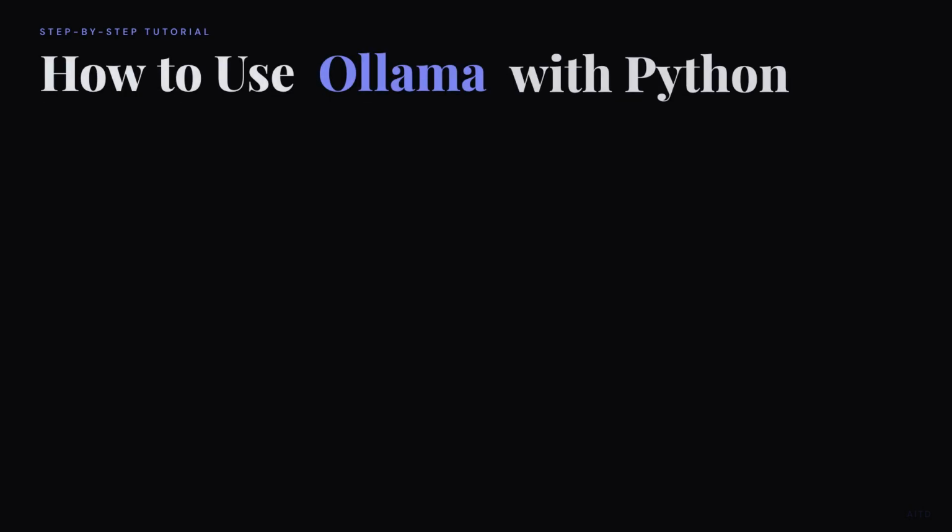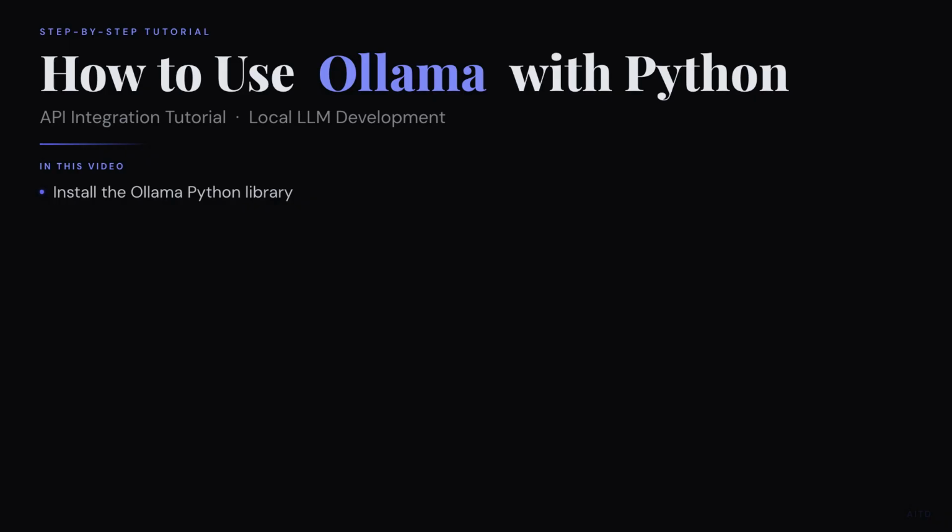Ollama runs large language models locally on your computer. With Python, you can talk to those models in your own code. No API keys, no usage costs, no data leaving your machine.